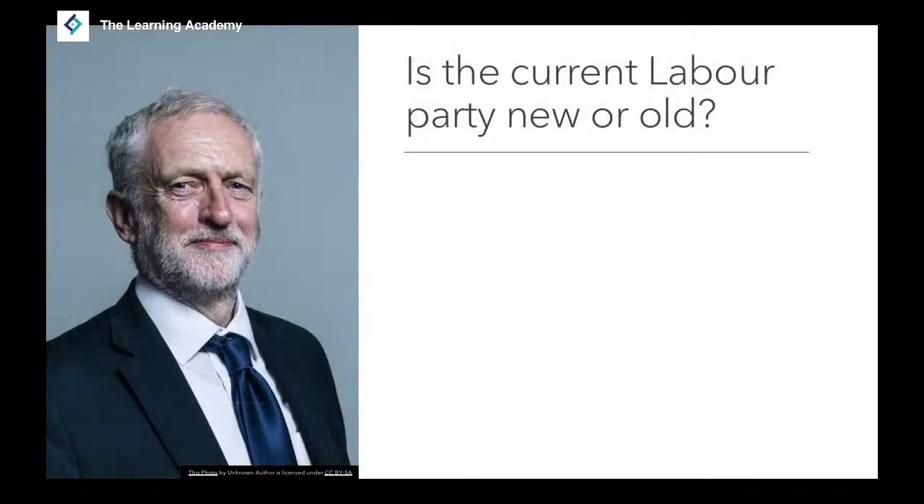So speaking of Corbyn, is the current Labour Party more new or more old? What kind of evidence can we think about for that? What kind of evidence have we got?